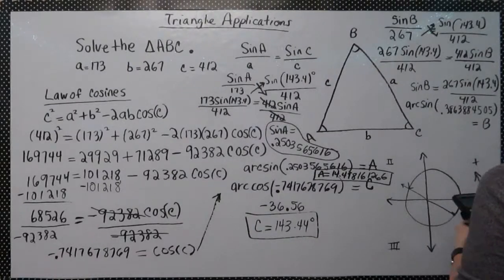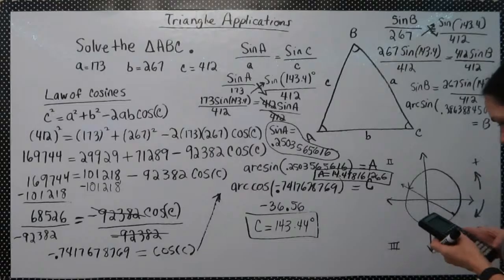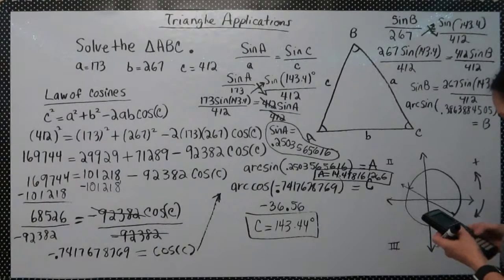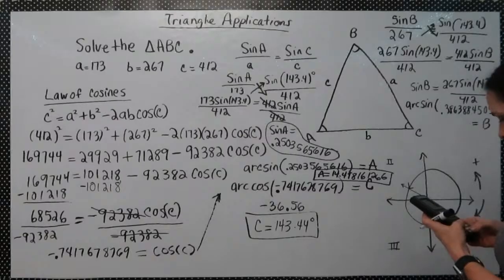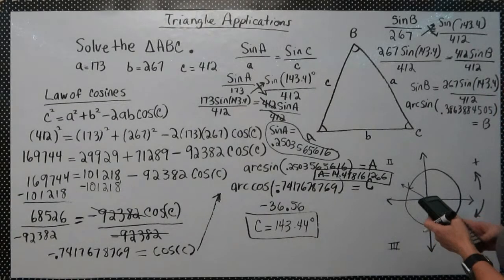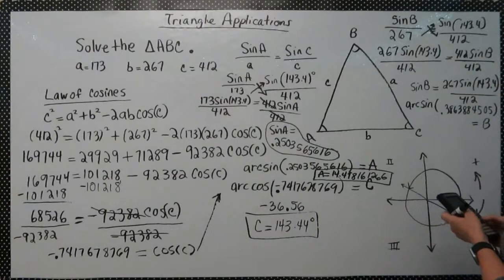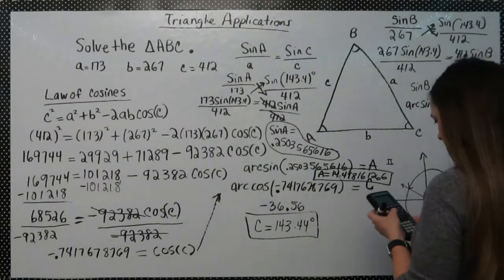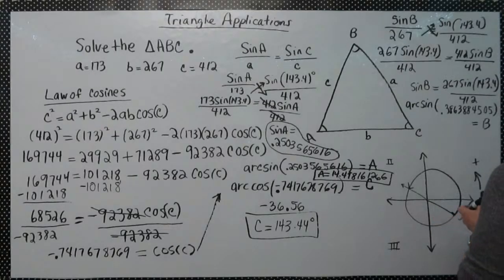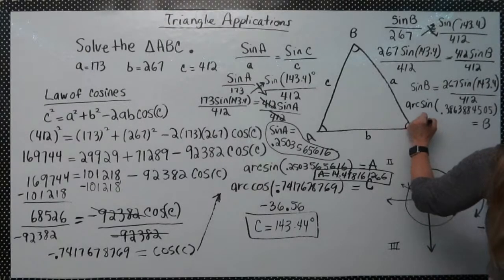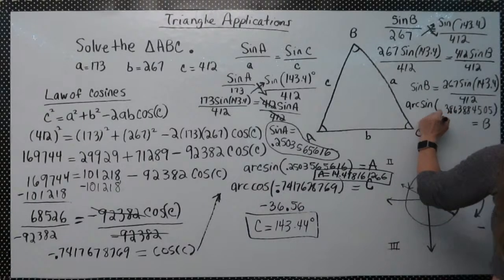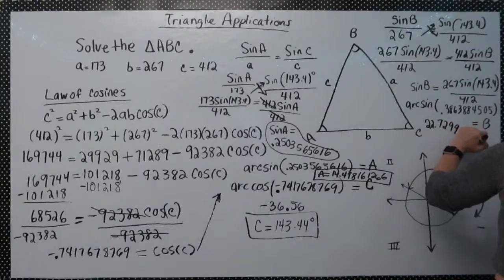I'm almost out of room. So I go ahead and type this in real quick. Try one more time. Arc sine X. All right. So it's saying B is approximately 22.72996405.